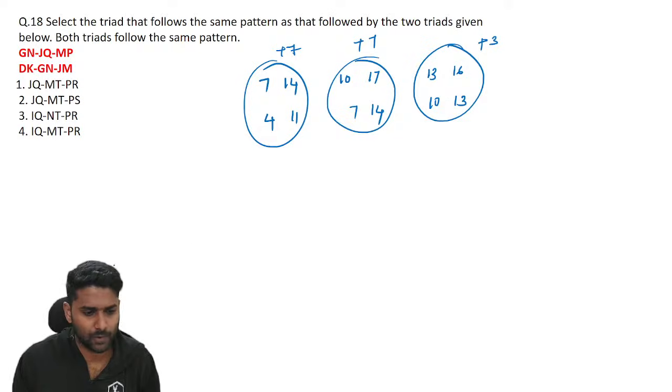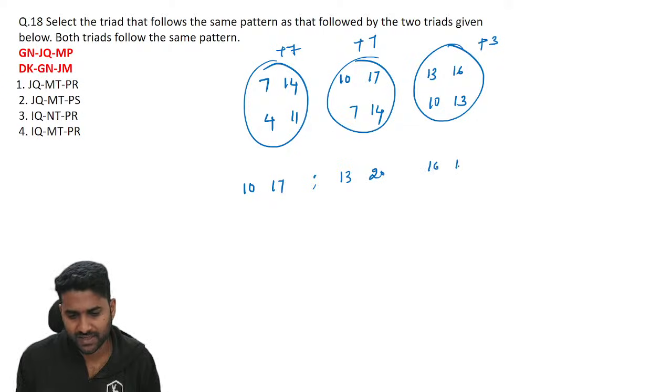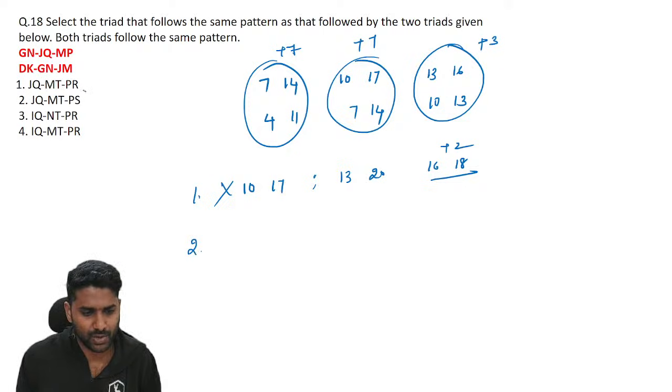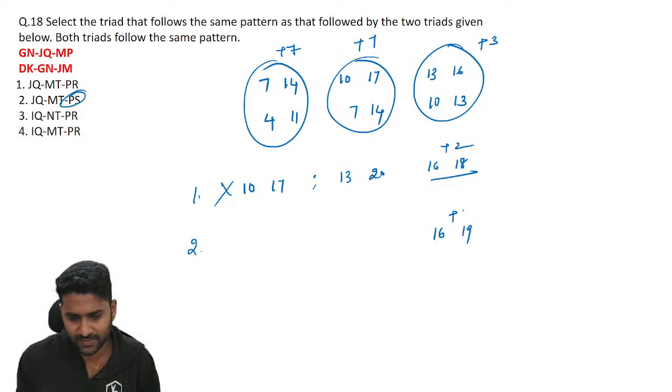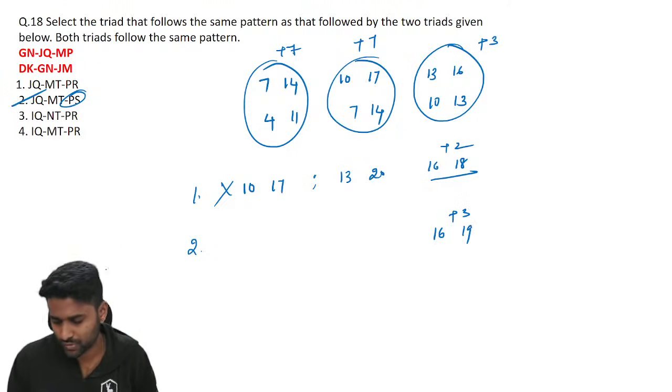Let's find the options here. J 10, Q 17, M 13, T 20. This is also plus 7. P 16, R 18: 16 to 18 is plus 2, and we require plus 3, so this is not the exact answer. Second one: J, Q, M, T, P is 16th, S is 19th, plus 3. So that's why the perfect option is 2.